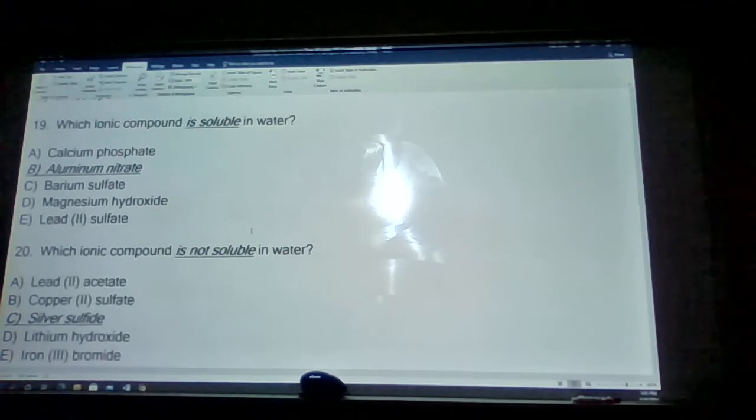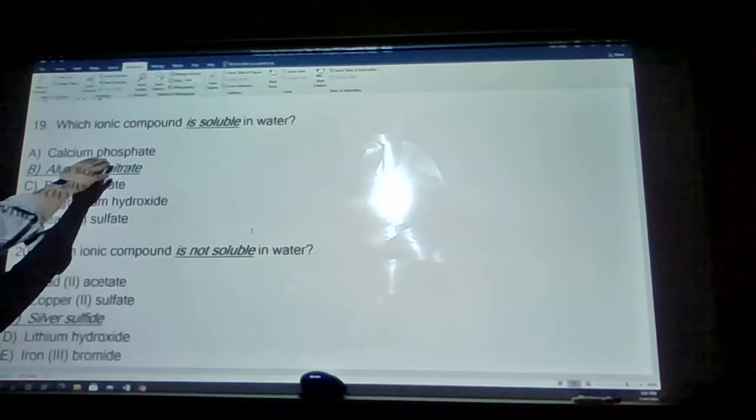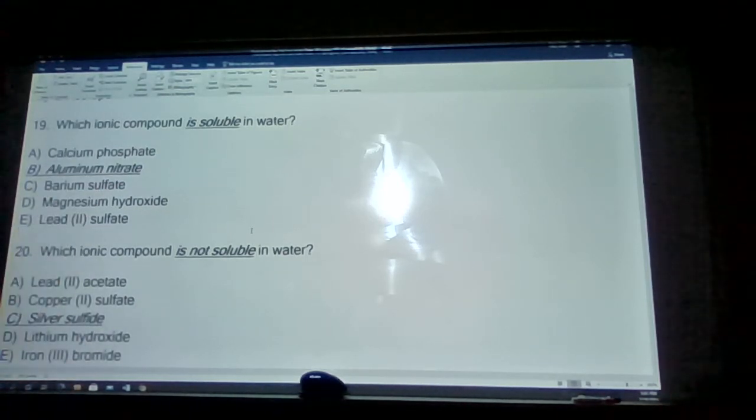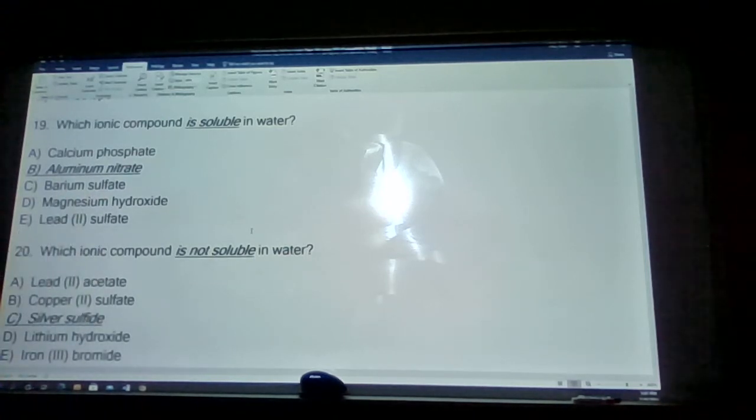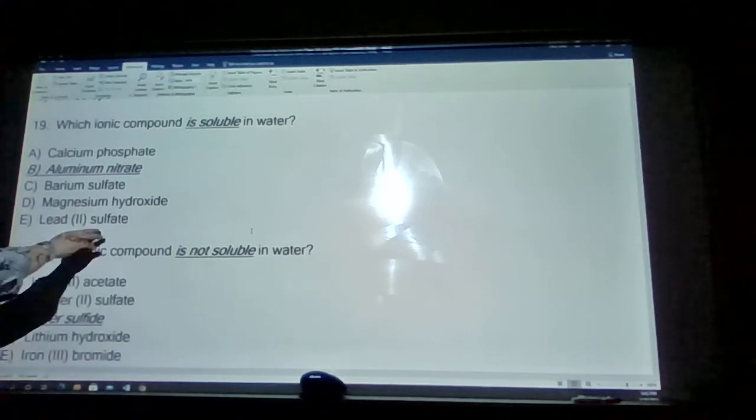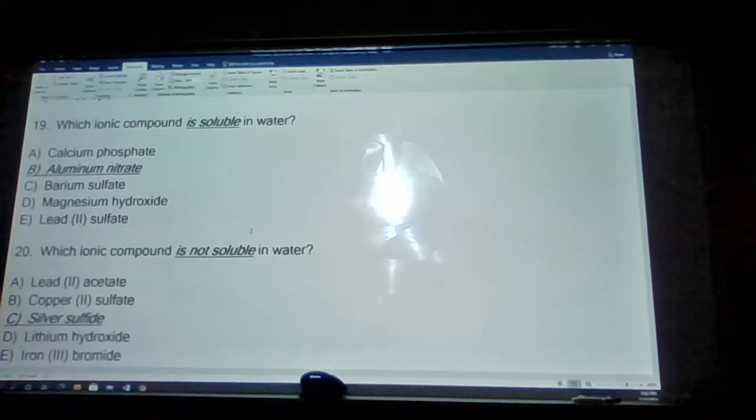All the others, if you look at either phosphate and you look at what it's paired with, it is insoluble. Sulfate, when paired with barium, is insoluble. Hydroxide, when it's paired with magnesium, is insoluble. Sulfate, when paired with lead, is insoluble. So the correct answer here is B.